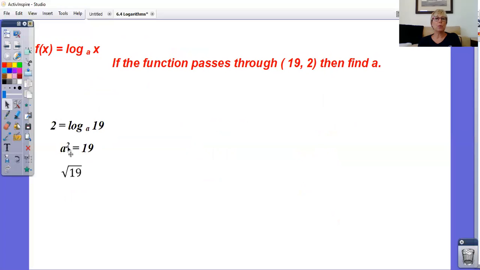And then to solve this, I'll just take the square root of both sides. Now, normally we would do plus or minus the square root of 19, but remember, the base a cannot be negative, so I'm going to stick with the positive square root of 19.